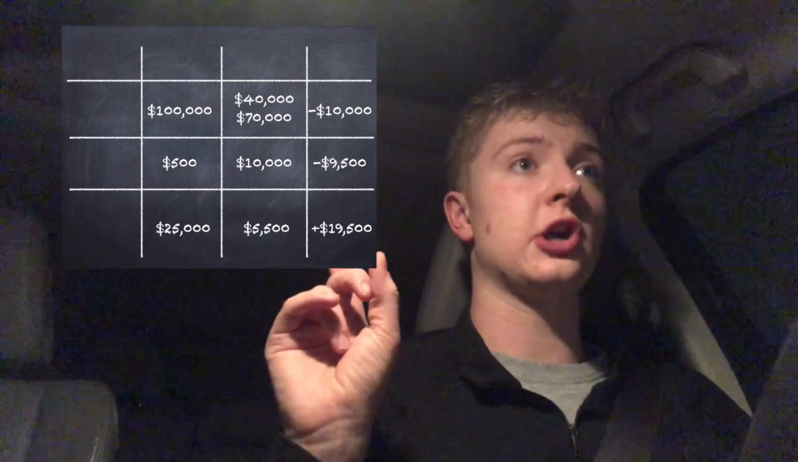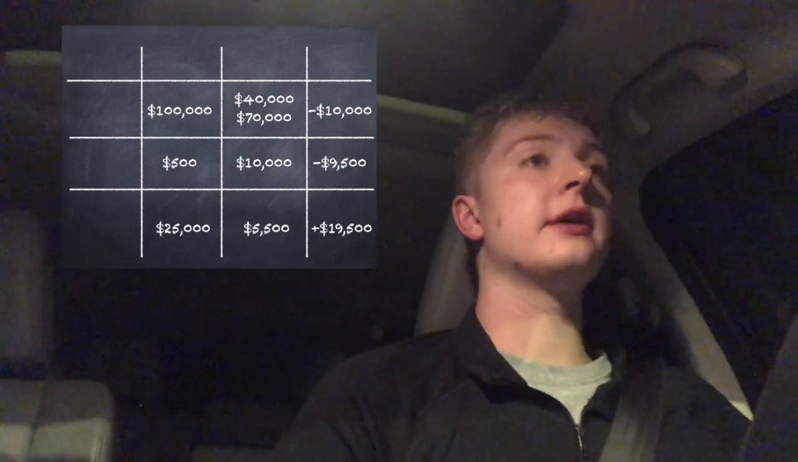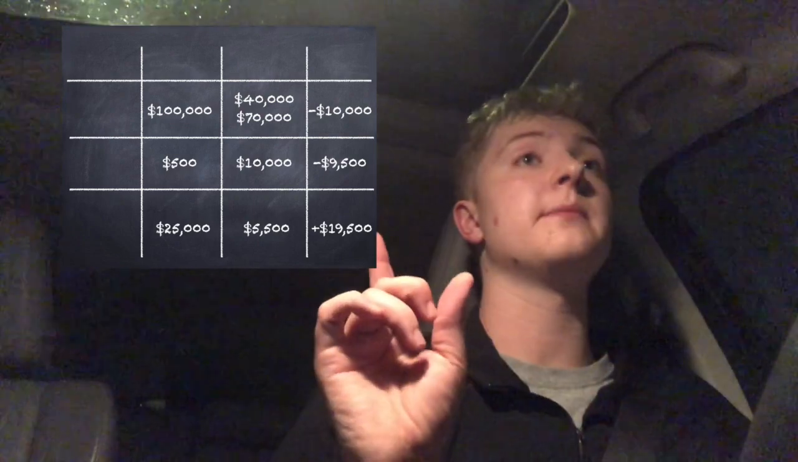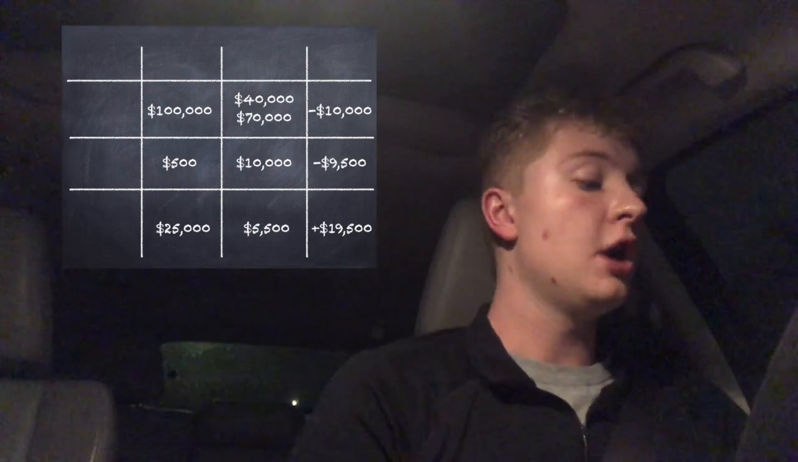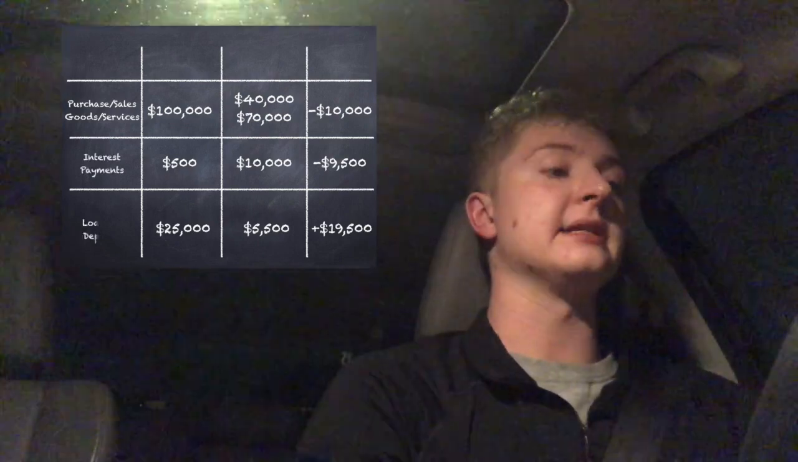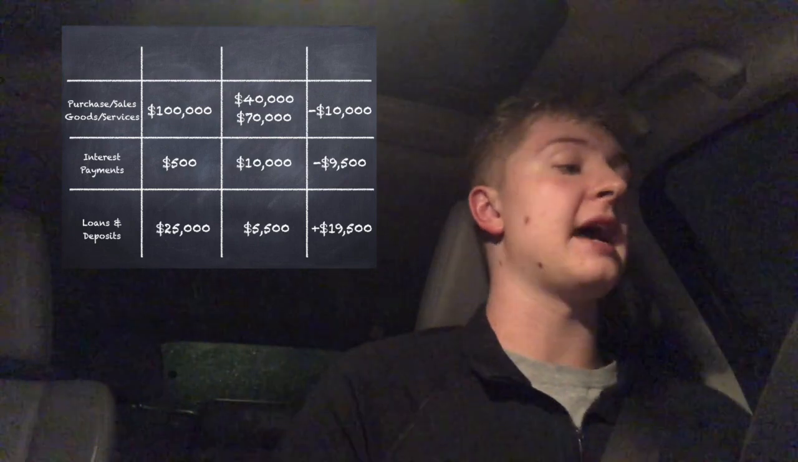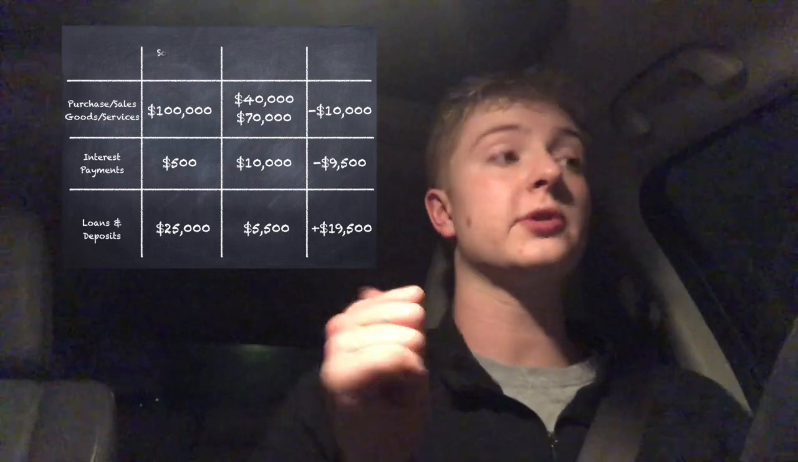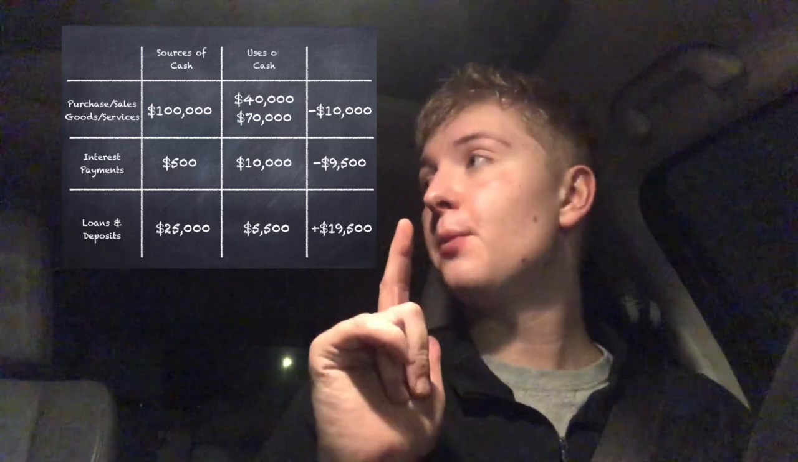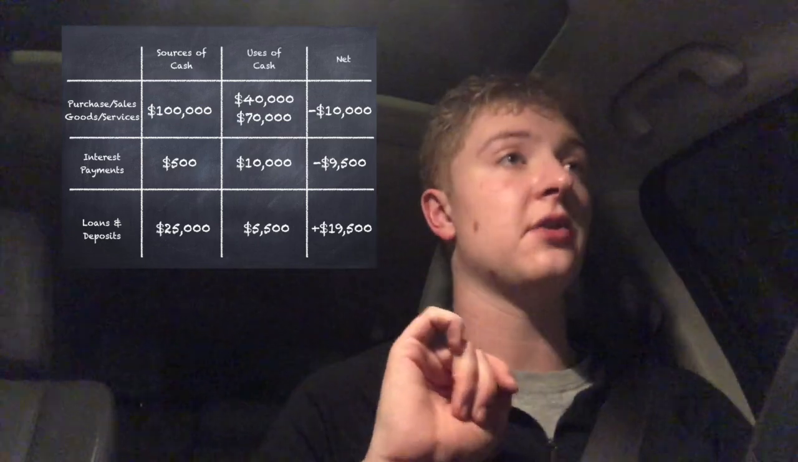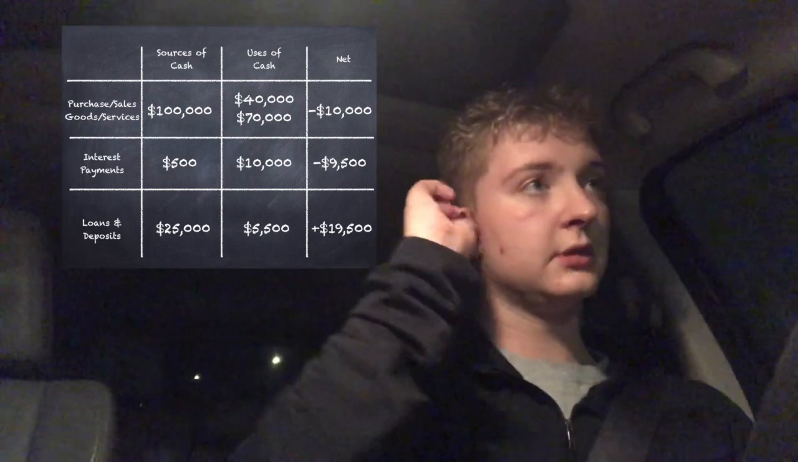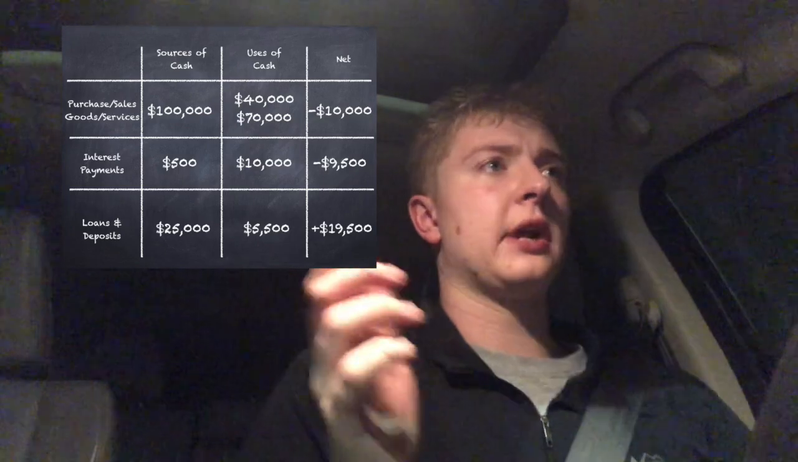So, we have a lot of information in our table here, right? But our table is going to have the transactions categorized under the purchases of goods and services, interest payments, and loans and deposits. And then we're going to further break these down into whether they are the sources of cash, the uses of cash, and then we're going to throw in the net cash at the very end here, just to make sure that we can keep track of all of our numbers. See how easy this is to organize Brad and Karen's finances?